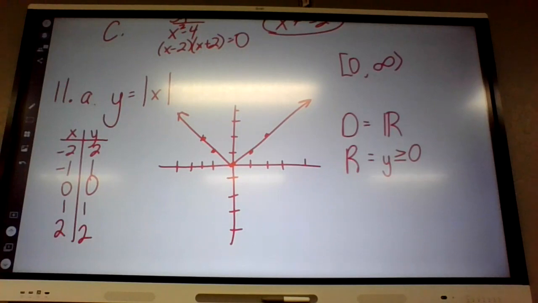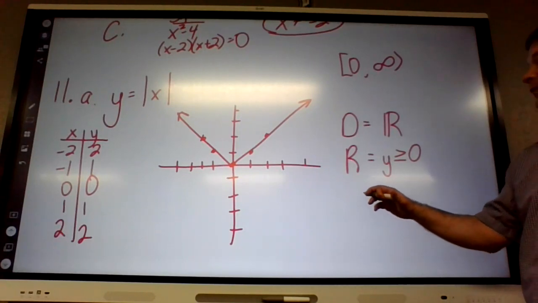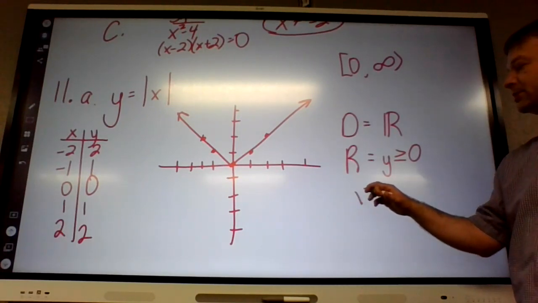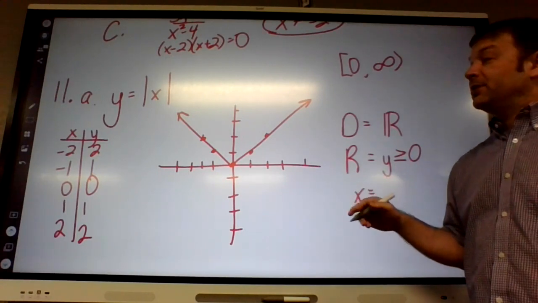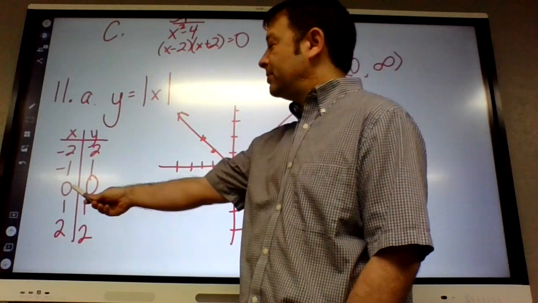Okay, the third question was, what are the zeros of the function? You guys remember what that meant? What makes it 0? What x value makes the function 0? 0.